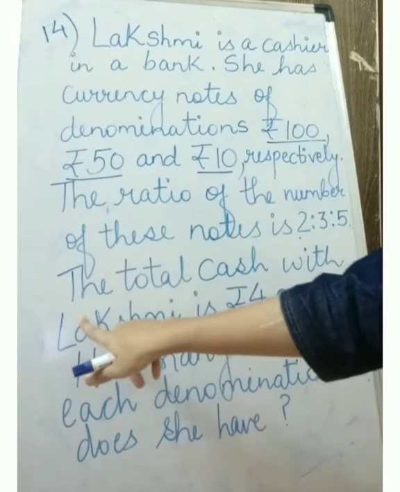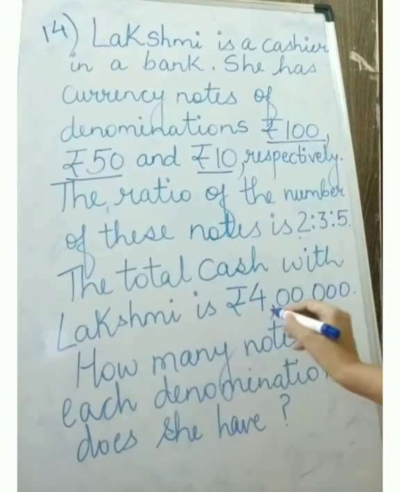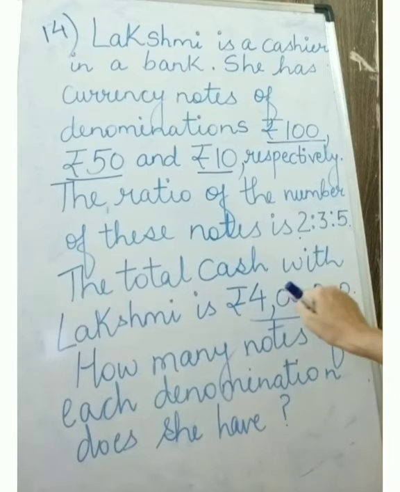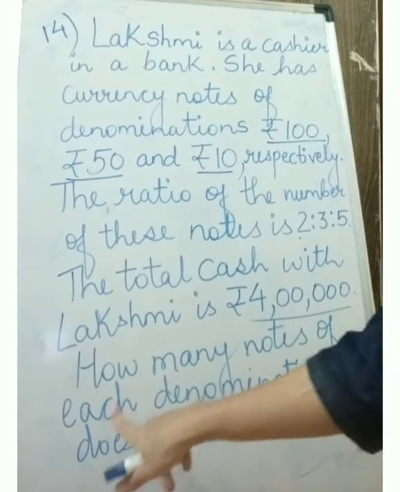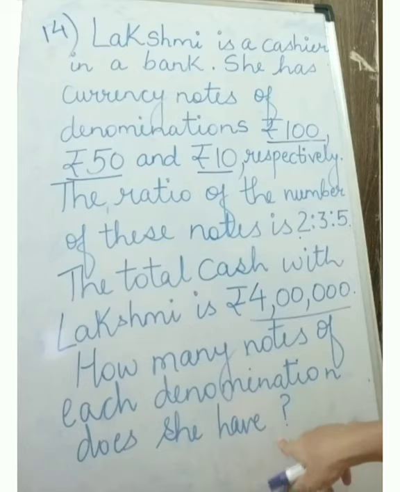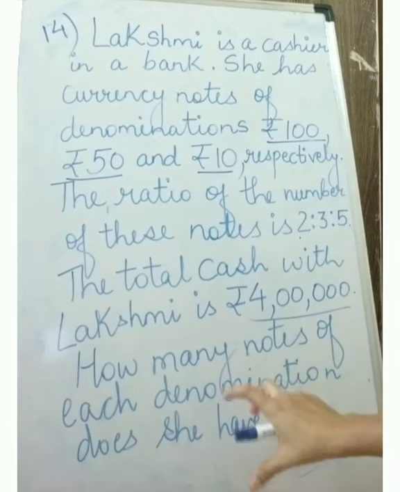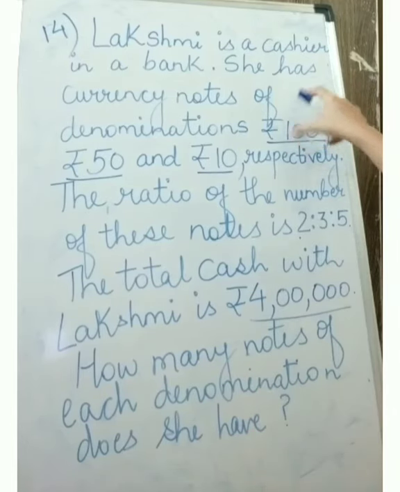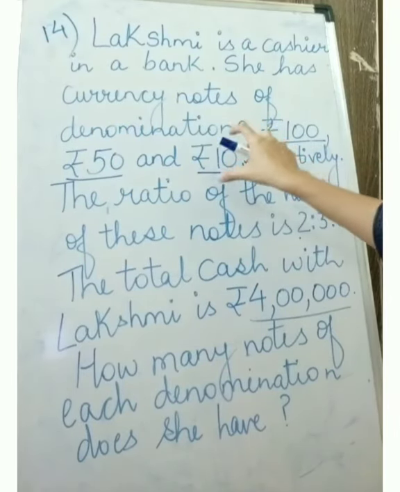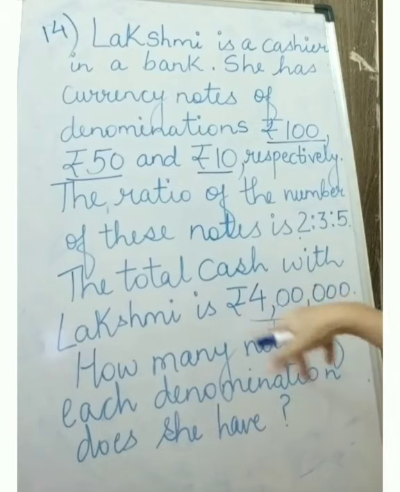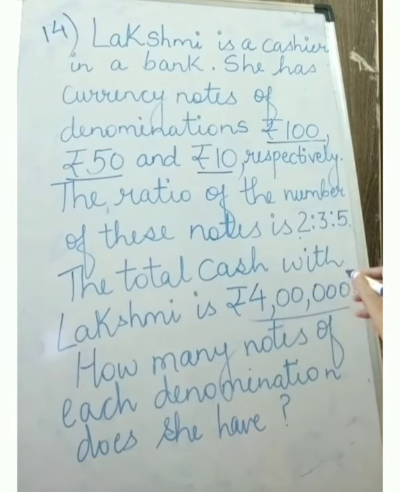Now the next thing is the total cash with Lakshmi is rupees 4,00,000. So 4 lakh rupees she is having. So we have to find out how many notes of each denomination does she have. We have to find the number of notes, how many 100 notes are there, how many 50 rupees notes are there, and how many 10 rupees notes are there, because the amount is 4 lakh rupees.